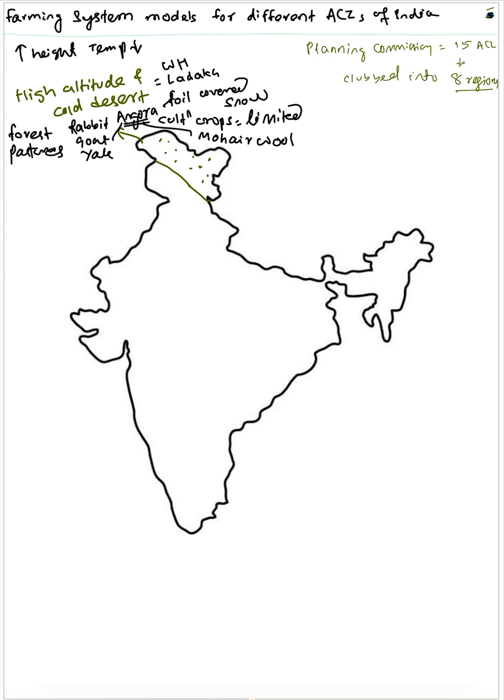Because crops are limited, you have to remember, forest areas and some pastures are suggested. This is with respect to high altitude and cold desert. Then the second one is this one, the western and central Himalayan zone. This is called the western and central Himalayan zone.